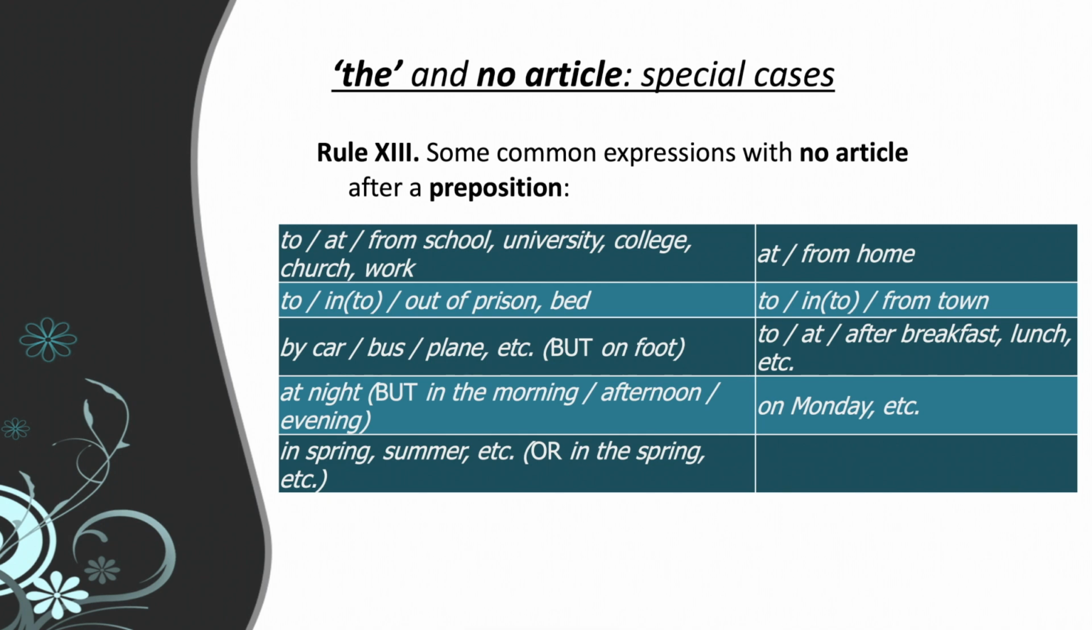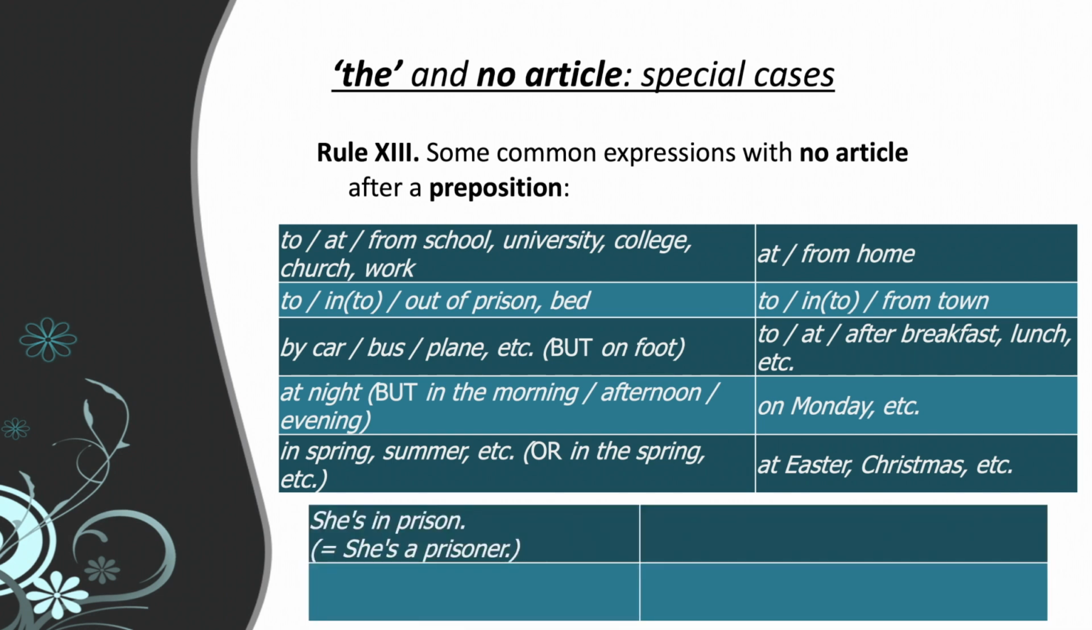And for holidays, we say at Easter, at Christmas, etc. Now consider this. If we say she's in prison, it means that she's a prisoner. But if we say she works as a cook in the prison, she's still there, but she only works there in this case. We could also say she's at the prison, which indicates that she's there for some reason, but she's not a prisoner. Maybe she's visiting a prisoner or delivering something to the prison.